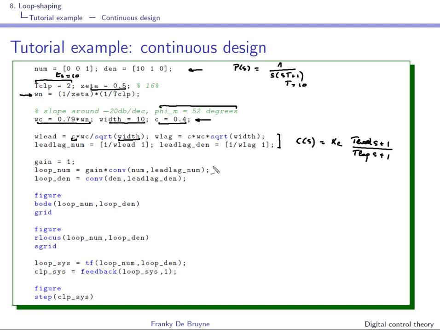Here the loop gain is constructed, so that's P(s) times C(s). Here you obtain a Bode diagram of the loop gain. Here the root locus. This will allow us to check if this is the correct gain. And here you compute the closed loop system, and you obtain a closed loop step response with the designed controller.